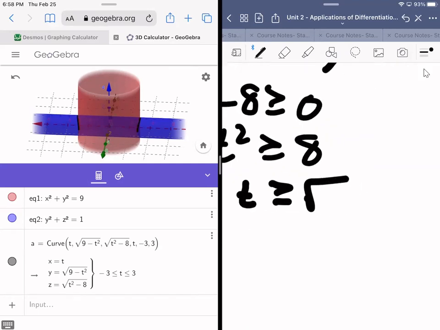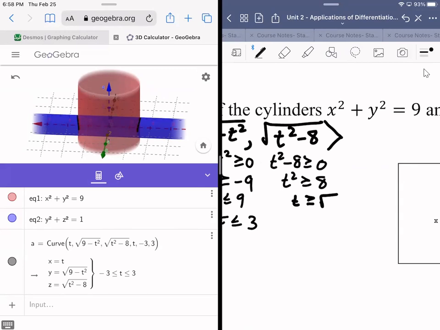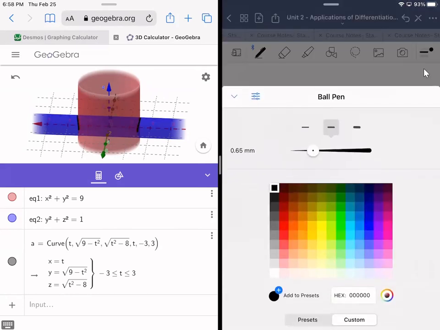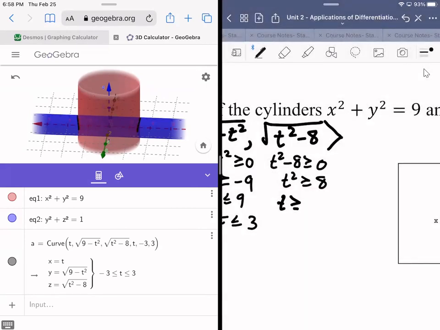I've got to figure out a way to do this so it actually doesn't look half bad. T rate is like 0.5, I think. Better. Radical 8, or t has to be less than or equal to negative radical 8.